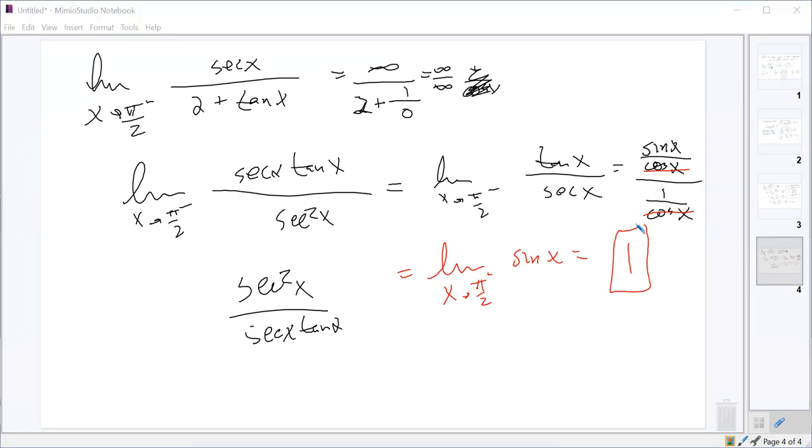Somebody asked about, wouldn't 1 over 0 be undefined? Yeah, 1 over 0 is undefined, but remember that this is not 1 over 0. This is 1 over approaching 0 from the left-hand side, right? 1 over approaching 0 is 1 over a very, very small number, and 1 divided by a very, very small number becomes a very, very large number. That's why we get infinity there. Does that make sense?